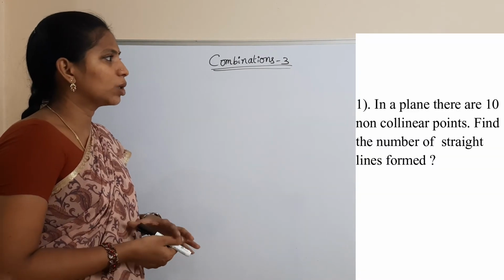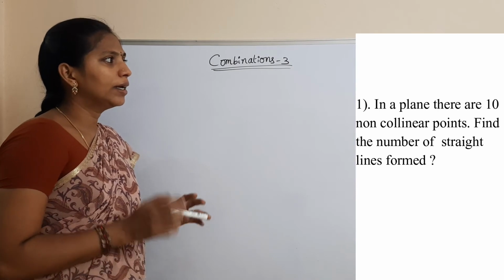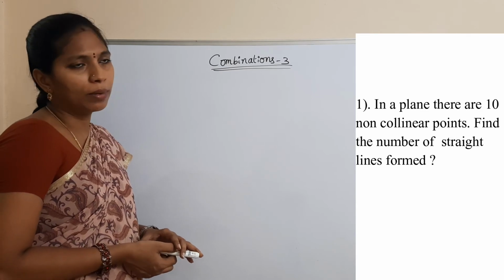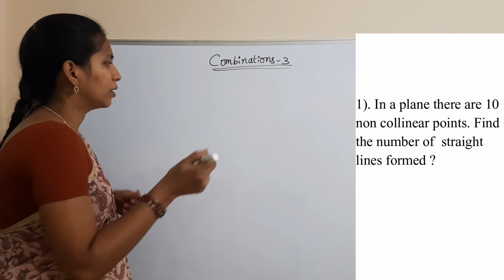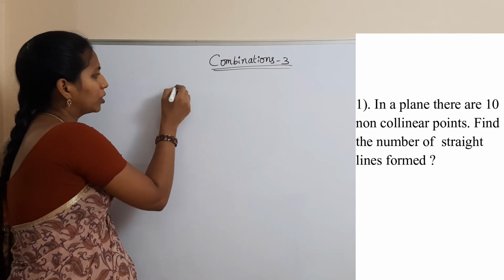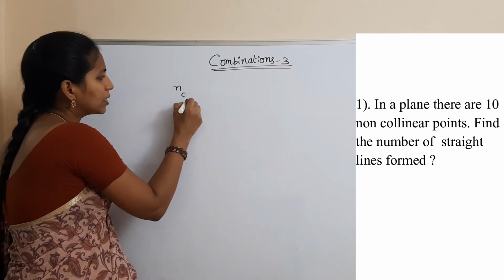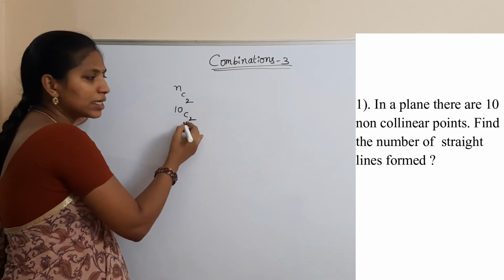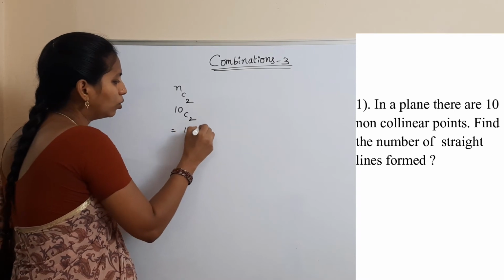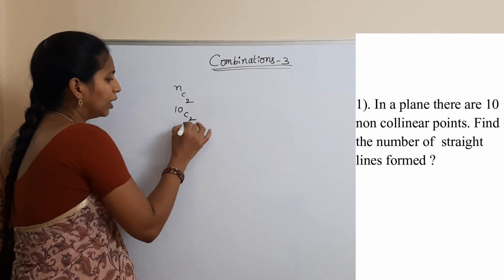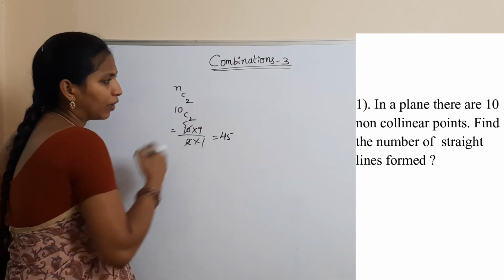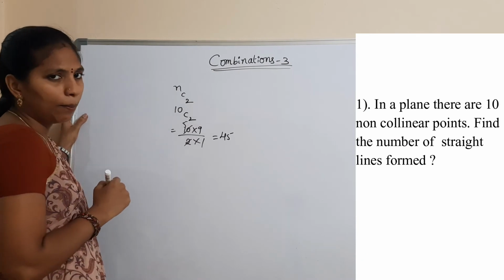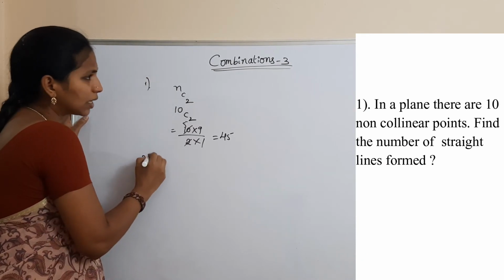Now see questions. First question. In a plane there are 10 non-collinear points. Find the number of straight lines formed. The formula for non-collinear points to form straight lines is NC2. There are 10 non-collinear points, so 10C2. 10C2 value is 10 into 9 by 2 into 1. Then 5 into 9 equals 45. We can make 45 straight lines by using 10 non-collinear points.